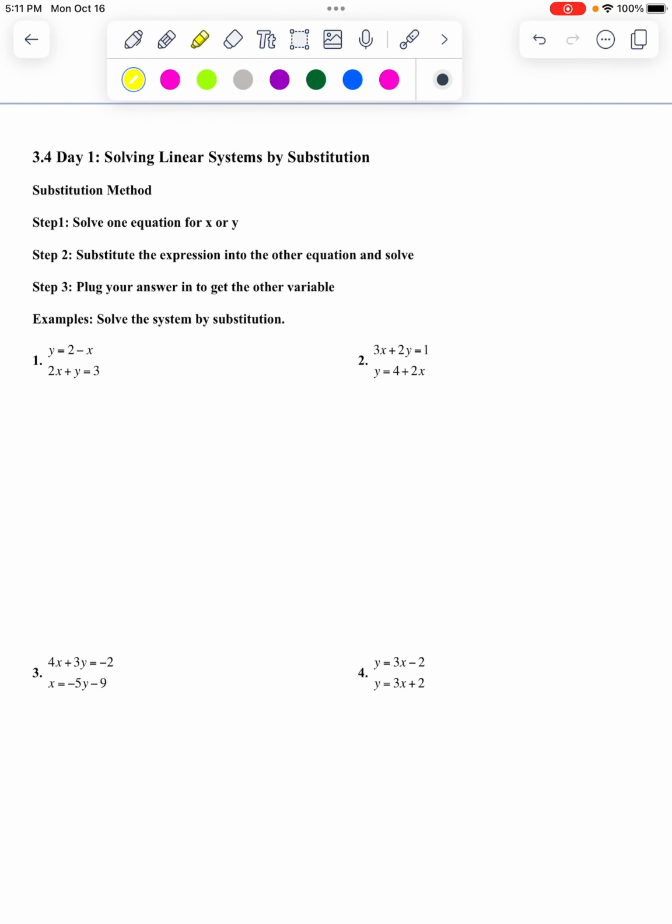Hey, it's me again, and we are going to do some math. We are going to do solving systems by substitution because we learned how to do them by graphing. Not always the most efficient way.